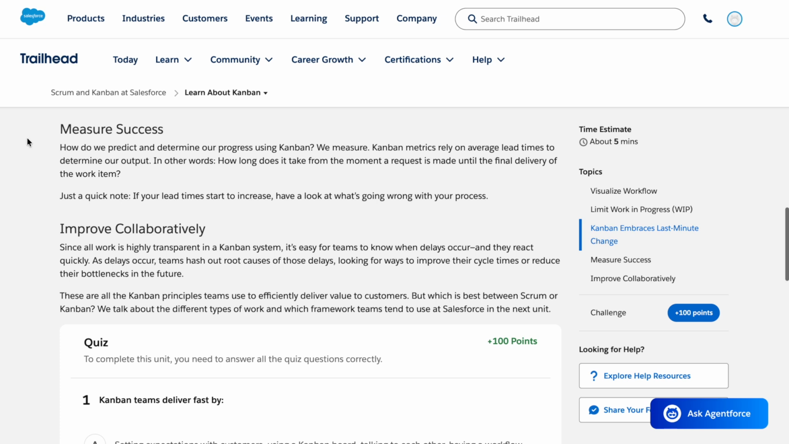These are all the Kanban principles teams use to efficiently deliver value to customers. But which is best between Scrum or Kanban? We talk about the different types of work and which framework teams tend to use at Salesforce in the next unit.